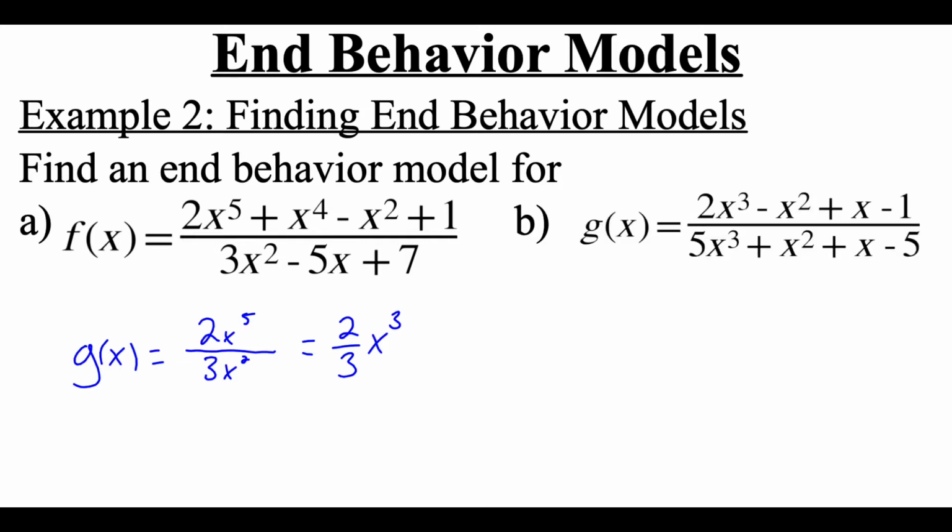Now, as we're looking at this second example, we've got 2x cubed minus x squared plus x minus 1 all over 5x cubed plus x squared plus x minus 5. And we're going to do the same thing. I guess this function was already called g of x, so I'm going to call my end behavior function h of x. If I look at the leading term on top, that's going to be 2x cubed. And if I look at the leading term on bottom, that's going to be 5x cubed. Now, if we look at reducing this down, those x cubes are just going to cancel each other out. So we end up with an end behavior model of 2/5, which is just going to be a flat horizontal line along that y value of 2/5.